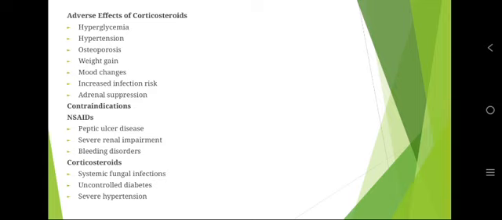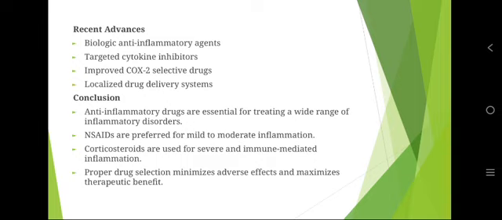And then we see about the adverse effects caused by corticosteroids. These corticosteroids cause hypertension, weight gain, mood changes, increased infection risk, etc. Contraindications. First of all, the contraindications of non-steroidal anti-inflammatory drugs are peptic ulcer disease, severe renal impairment, and bleeding disorders, etc. Contraindications of corticosteroids are systemic fungal infection, uncontrolled diabetes, severe hypertension, etc.